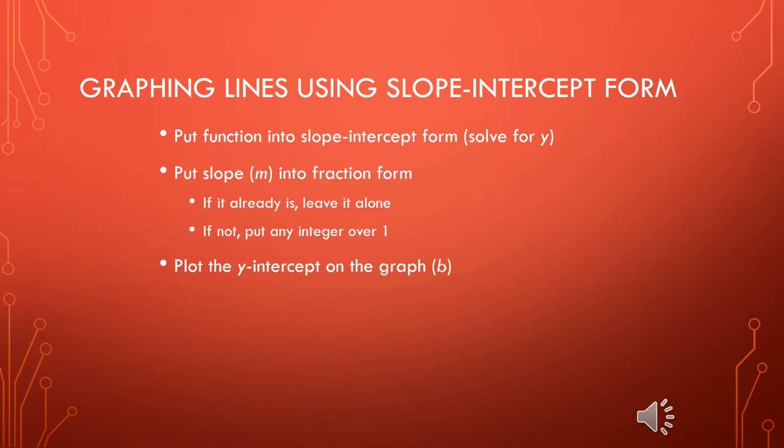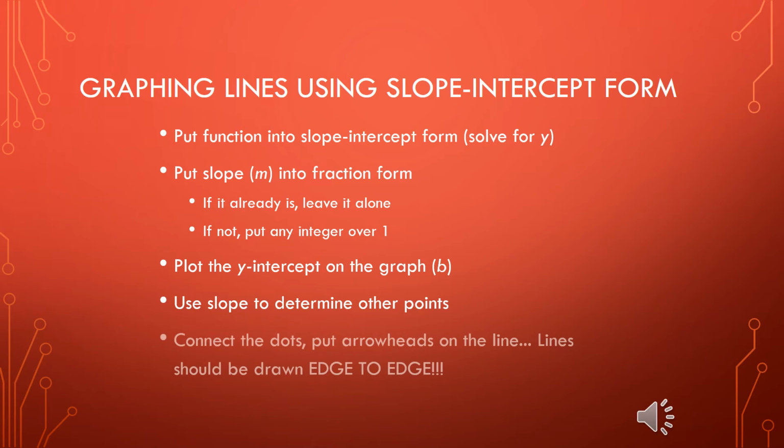Plot the y-intercept on the graph. Use your slope to determine your other points. Connect the dots. Put your arrowheads on the lines, and lines should always be drawn from one edge of the graph to the other. That'll be very important when we get to the lesson on graphing two lines at one time. And make sure you always write your function on the line.